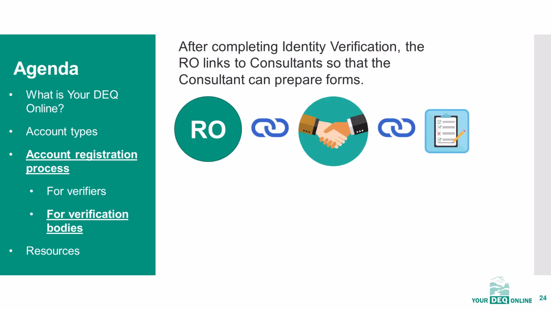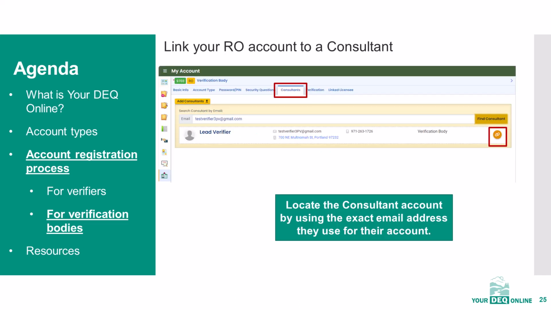Once both the verifier and verification body's accounts have been registered and activated, there is one more step for the verification body to complete to allow for the verifier consultants to prepare 3PV forms. Note that only the responsible official account type has the ability to certify and finalize third-party verification form submittals. To link your verifier consultants, navigate to My Account from your main dashboard as demonstrated earlier in this tutorial. Then navigate to the Consultants tab.